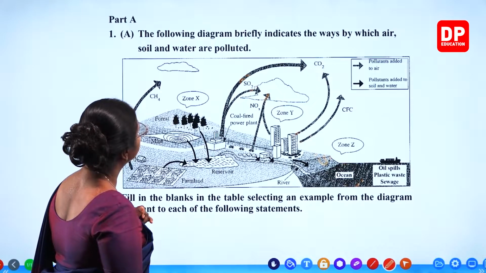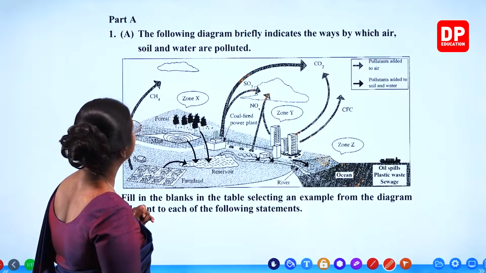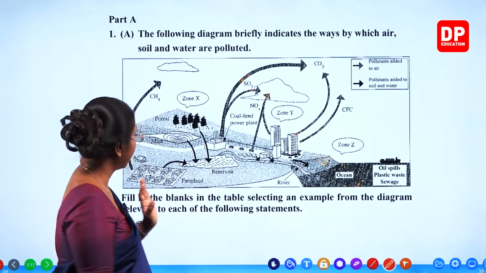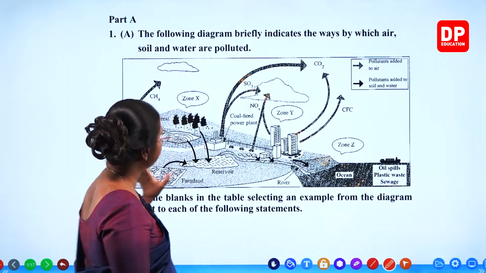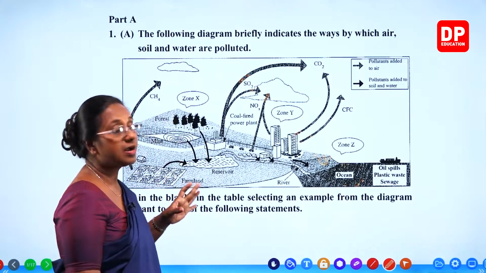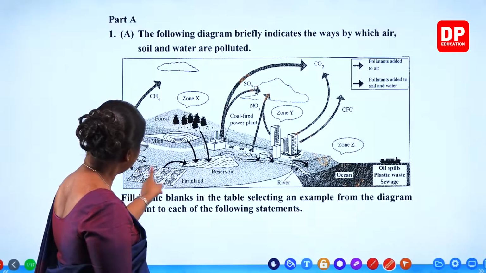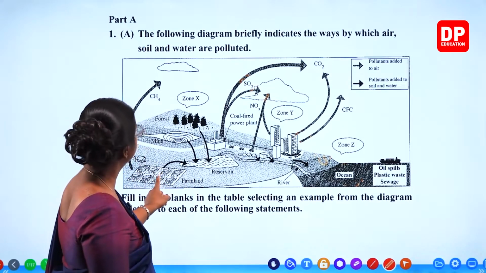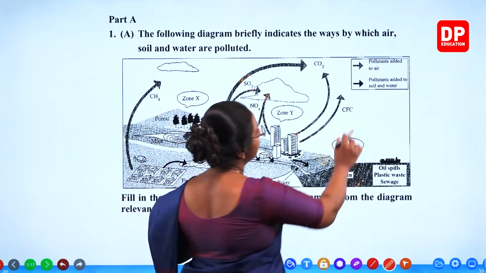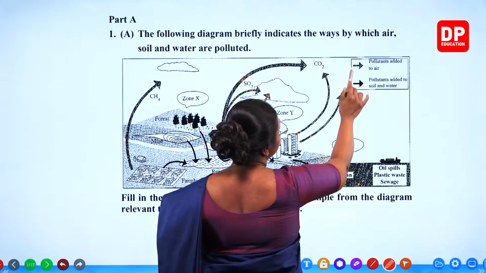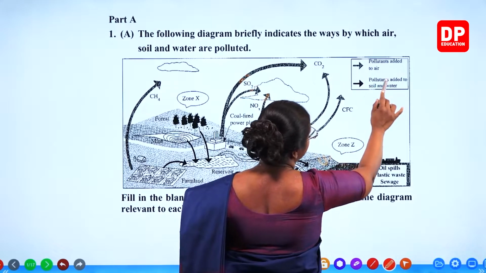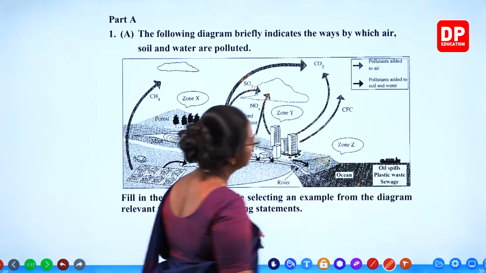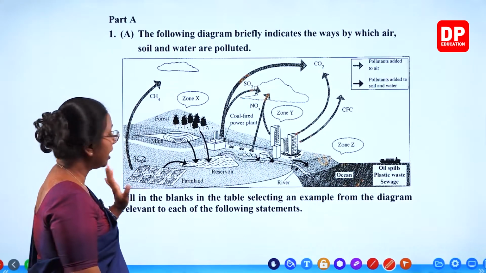The following diagram briefly indicates the ways by which air, soil and water are polluted. So this is an environment given to you. There are different parts of the environment. They are all labeled. Now here you can see there are two types of arrows. The light shaded arrow is the pollutants added to air, and the dark colored arrow is the pollutants added to soil and water. So both are shown here.